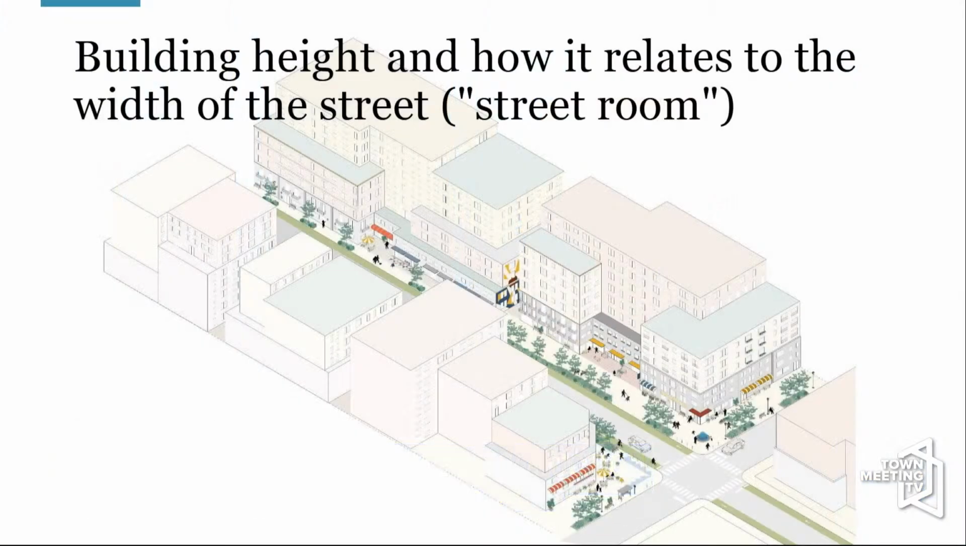But I think it's probably important to talk about how this plan goes beyond the numerical height limits. So what we have on the screen here is an illustration of building height and how it relates to the width of the street, and that's what we call the street room ratio. A tall building on a wide street feels quite different from the same building on a narrow street. So this ratio compares building heights with the width of the space between buildings, and that includes the street itself, the sidewalks, and the setbacks.